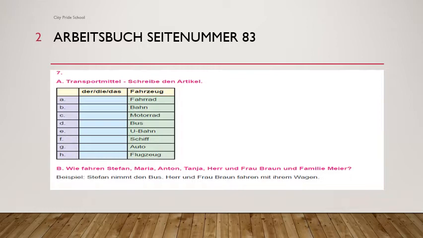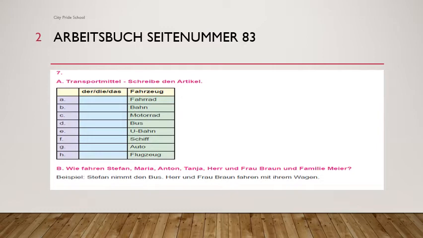Now let's see the articles of these nouns. Fahrrad, das Fahrrad. Bahn, die Bahn. Motorrad, das Motorrad. Bus, der Bus. Die U-Bahn, das Schiff. Das Auto, das Flugzeug. Now we have seen the articles of these vehicles. Now let's see what is expected in Aufgabe B.